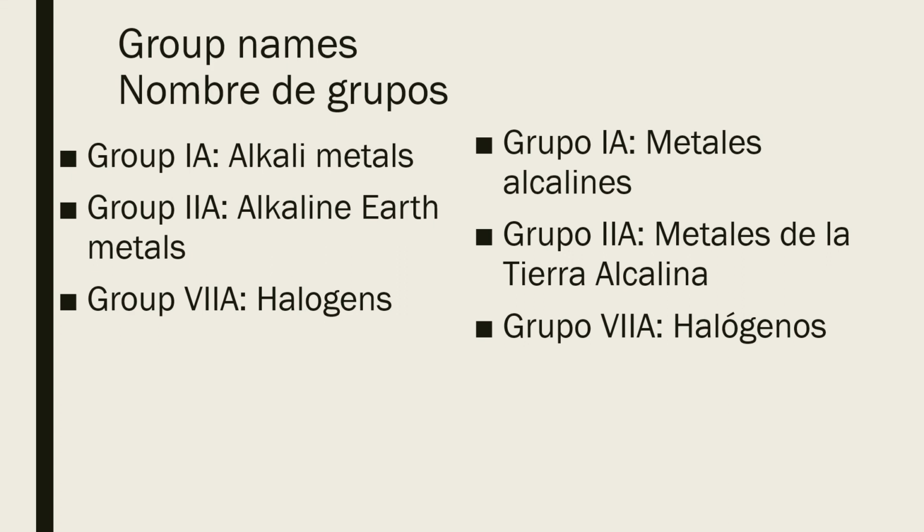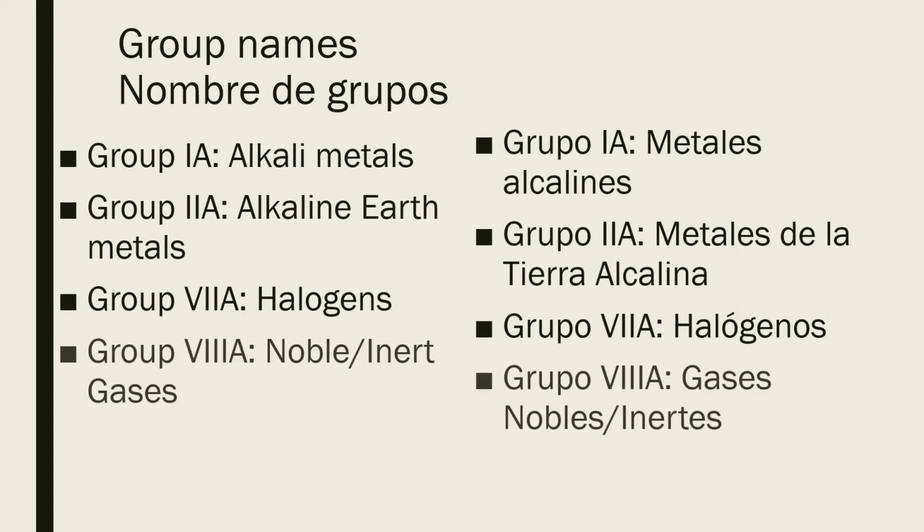Group 7A are halogens. Group 8A are the noble or inert gases. Inert because these gases do not react with other chemicals. And noble comes from the fact that they were given the analogy of kings who did not interact with anyone below them.